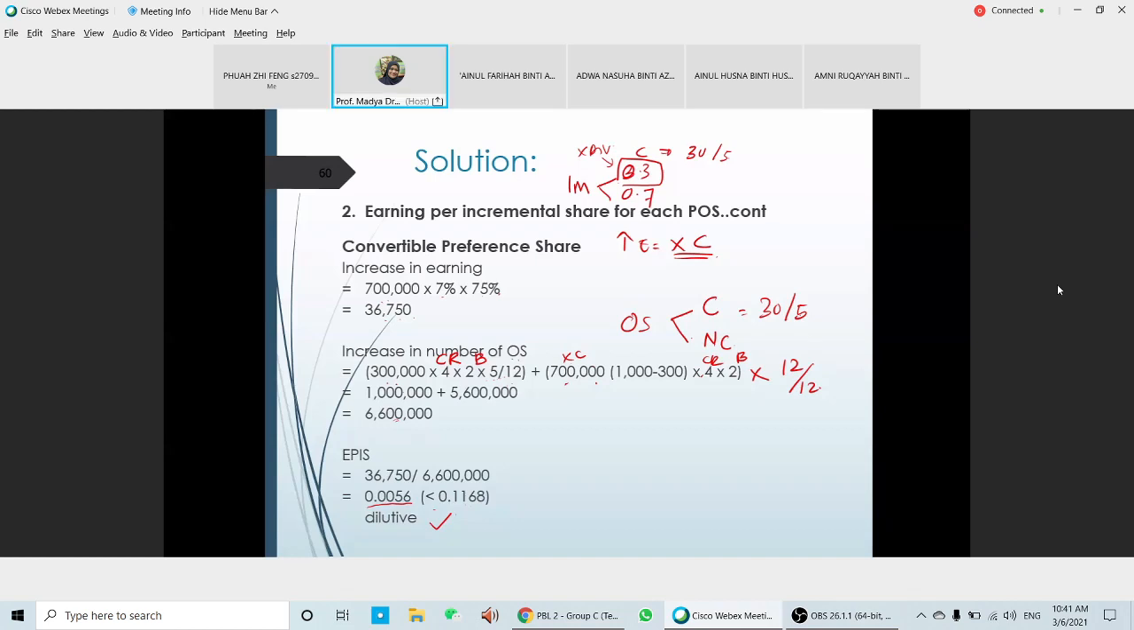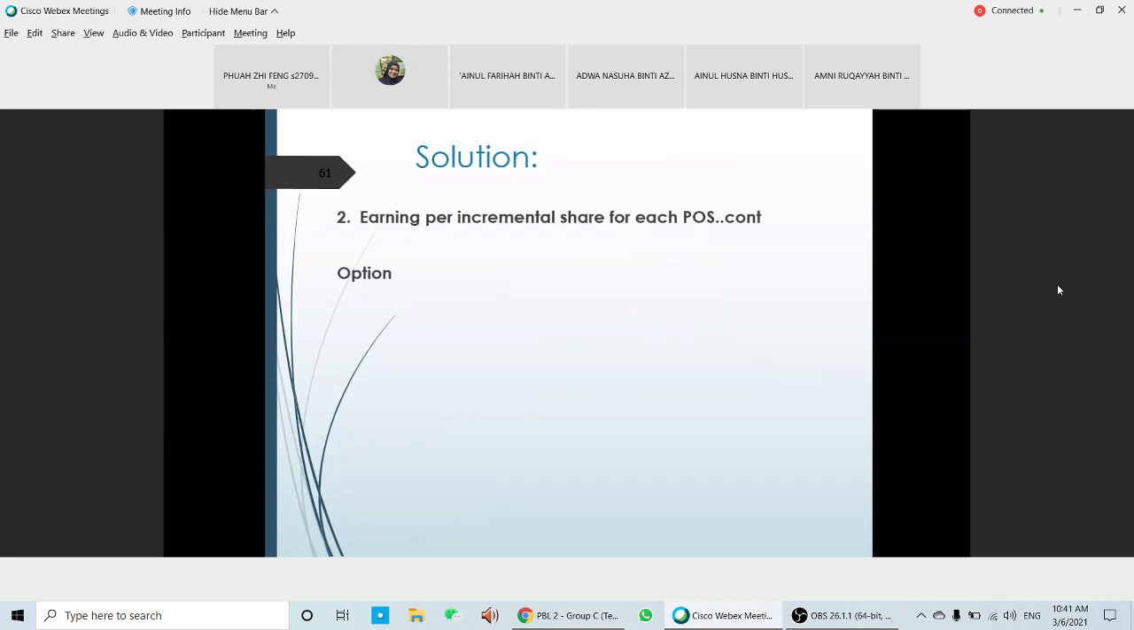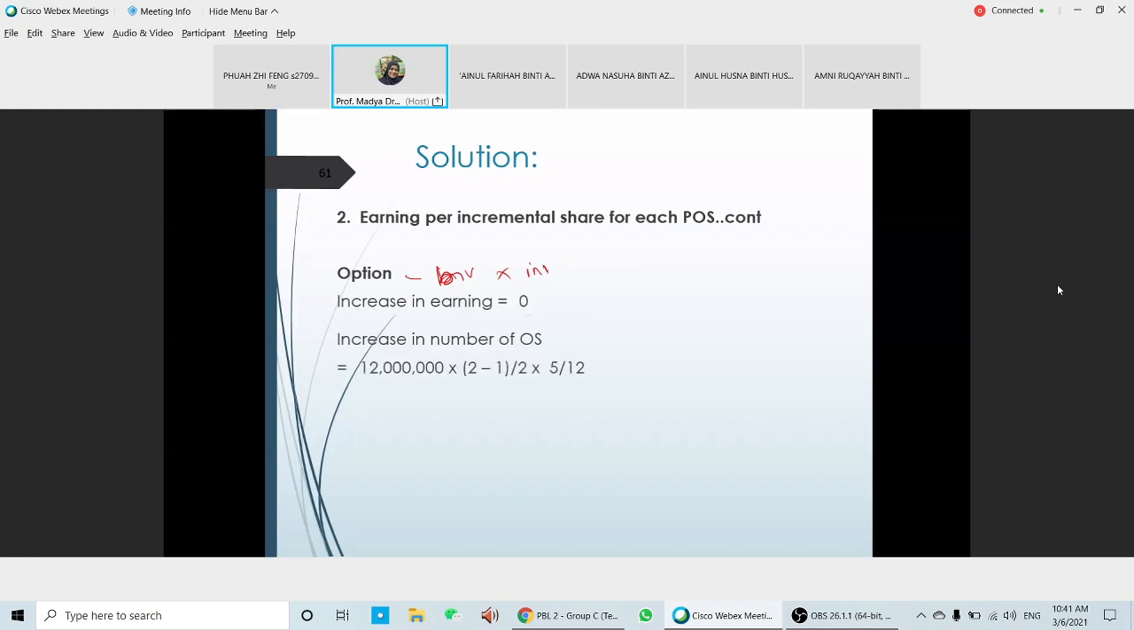Okay, the next one, for the other EPS, you have options here. Remember that for options there is no increase in earnings, because it does not involve any dividends or interest, so there is no effect on the earnings. Increase in earnings here will be 0. For the increase in the number of shares, for options, this is average market value minus the exercise price, divided by average market value, times 5/12.